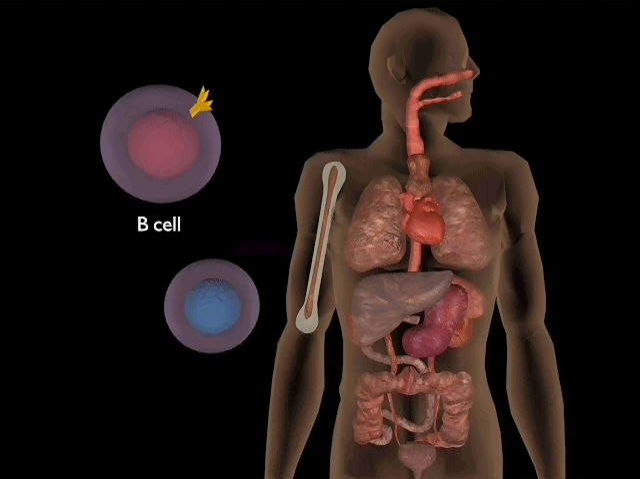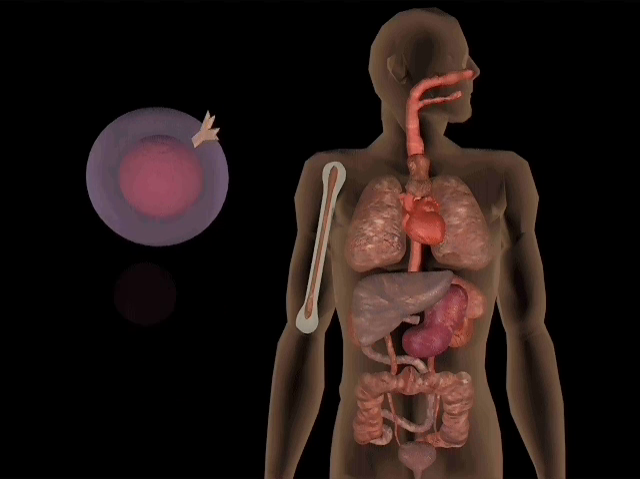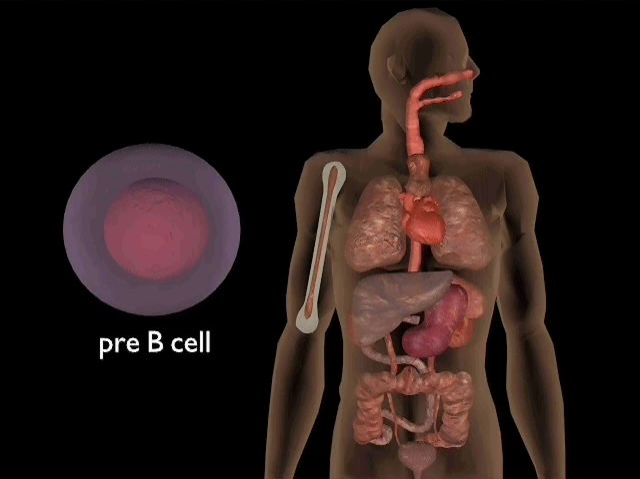T cells mature in the thymus where they generate diverse T cell receptors or TCRs. The process by which immunoglobulin diversity is generated is analogous, although the two molecules are quite distinct. Inside each pre-B cell nucleus, there are sets of genes which encode the protein chains, which combine to form immunoglobulin.